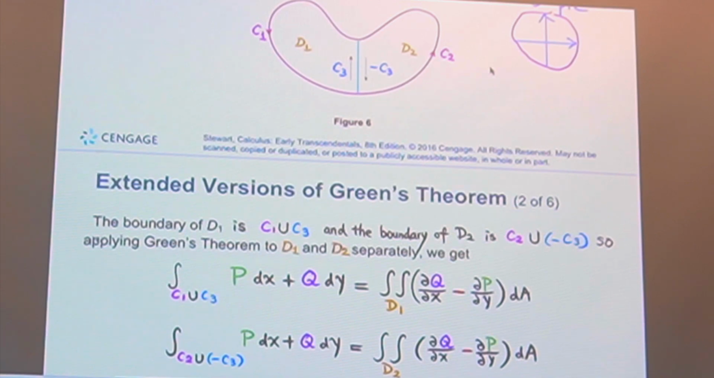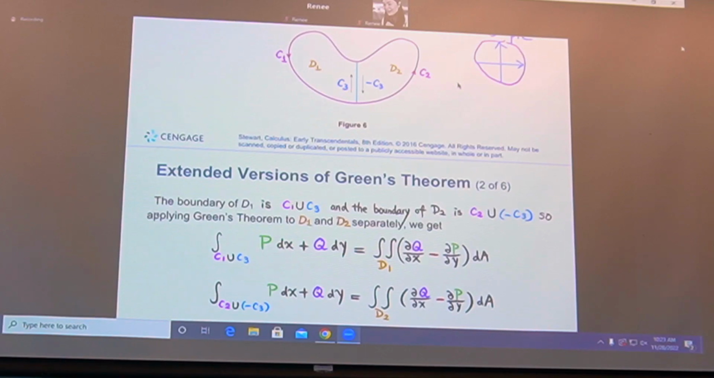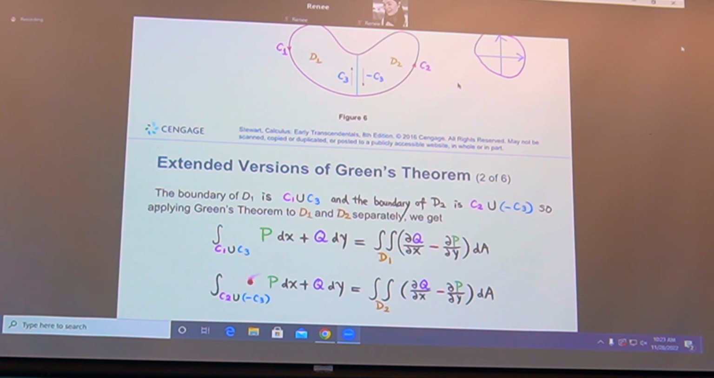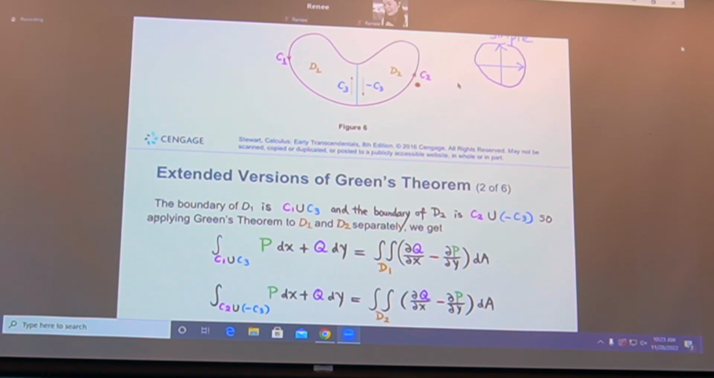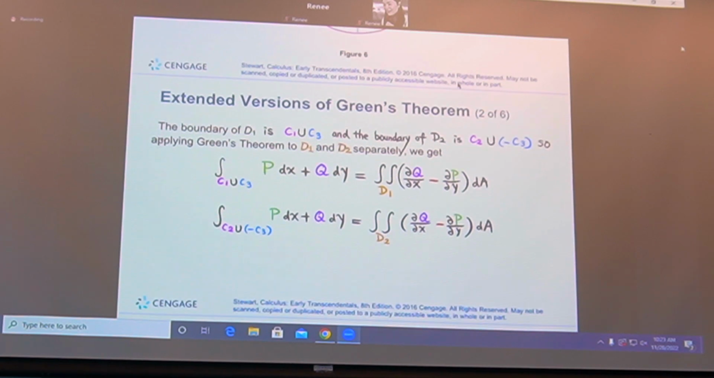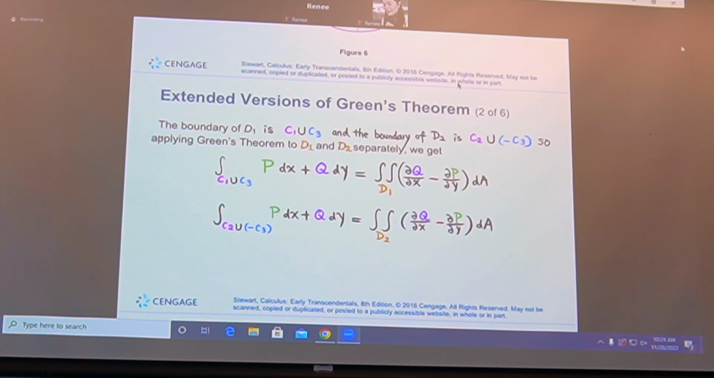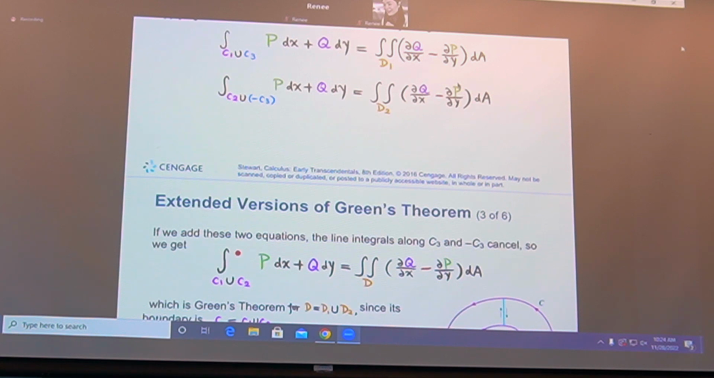Okay. So Green's theorem applied to this region D1 is going to be equal to this integral over C1 union C3. And this integral over the boundary of D2, which is C2 union negative C3, is equal to the double integral over this region D2. Now, we can sum these two equations. If I sum this side, what happens to this C3 and negative C3? When we do that, they cancel out. So we get this integral over C1 union C2.